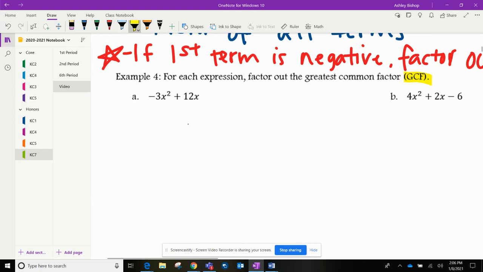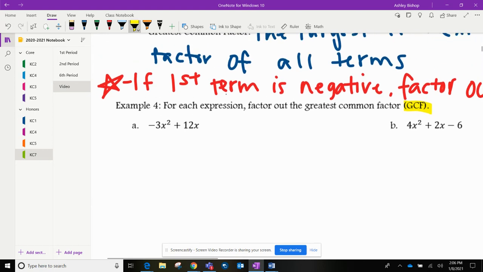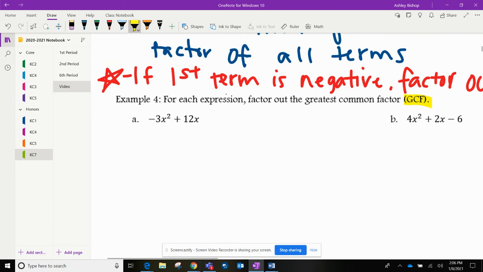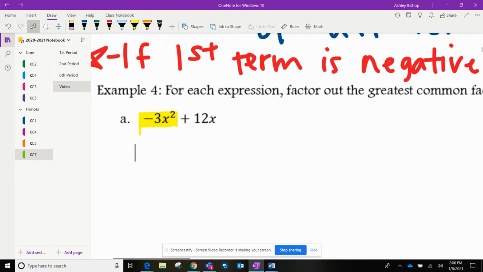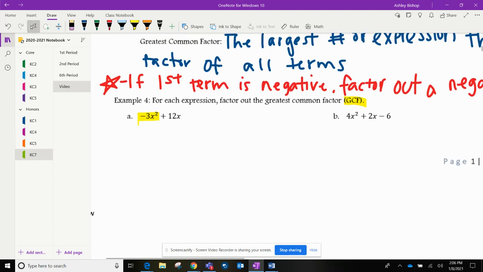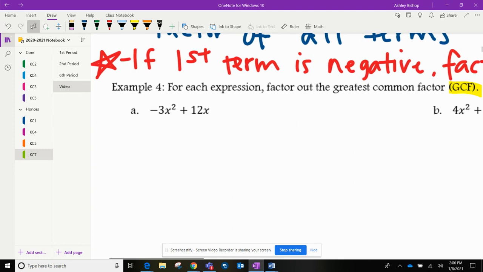I need to ask myself a couple different things. First, I want to know, is my leading term, my first term, negative? And yes, my first term, my negative 3x squared, is negative. I need to keep in mind that I need to factor out a negative. I'll show you how to do that in a second, but let's keep that on our list of things to do.